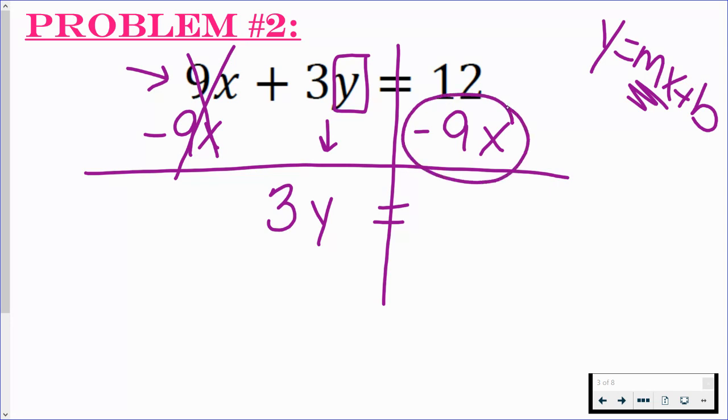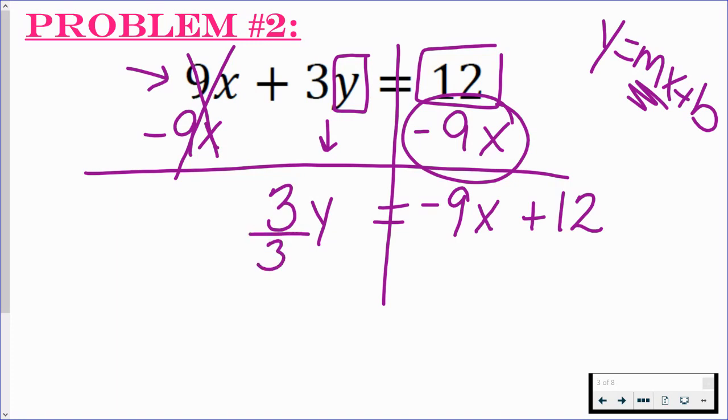Now, this x term, whatever sign's in front of the number stays with the number. So since it's a minus 9x, it represents a negative 9x. This 12 right here, it's positive. So since it's positive, I'm going to put a plus 12. Now I only have the 3 left in front of the y. So again, since it's attached like that, we're going to divide. You divide it to every single term. Okay, that cancels that out.